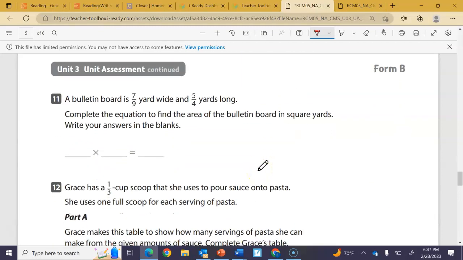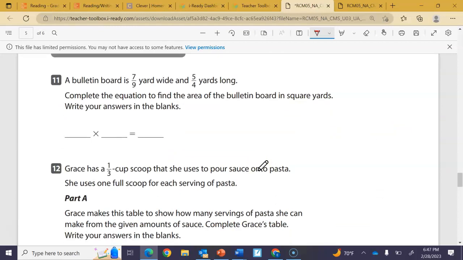All right. A bulletin board is 7 1/9 yards wide and 5/4 yards long. I'm just going to show you how to solve this problem. You are just going to place your fractions in there, and then you multiply straight across. This is an area problem. Notice it says wide and long, and it asks you for the area. So your answer should be in square units. In this case, it is square yards. Okay?